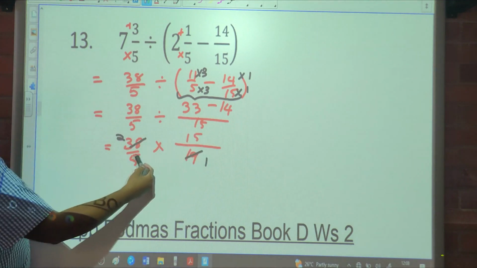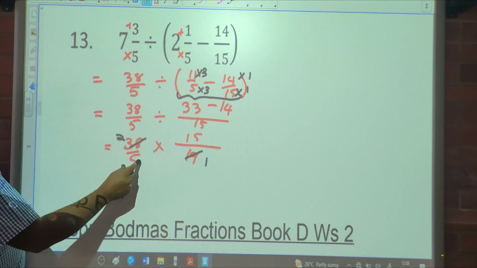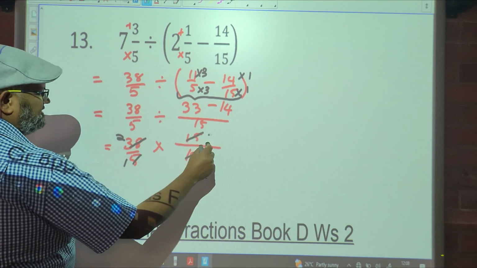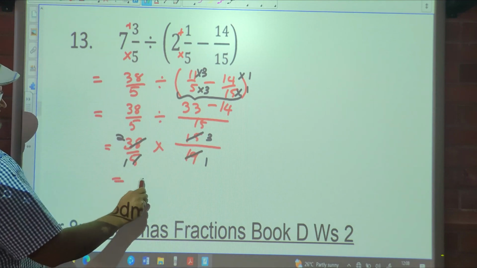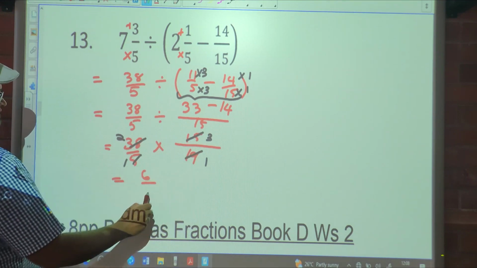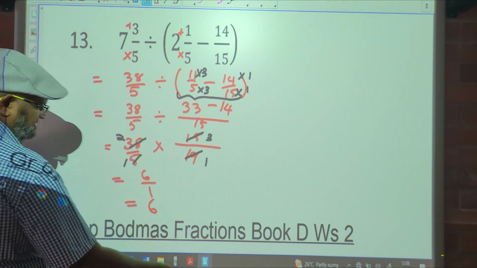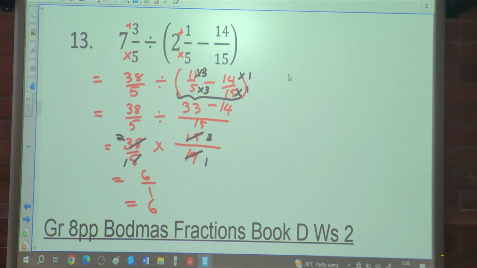So any number that can be simplified here? Yes. 5 goes into 5 once, 5 going into 15, 3 times. So what is 2 multiplied by 3? 6. Over 1. And 6 over 1 is 6. Any confusion there? Right?